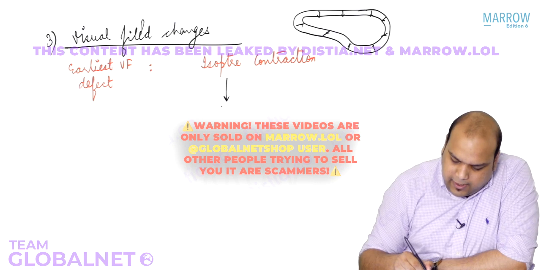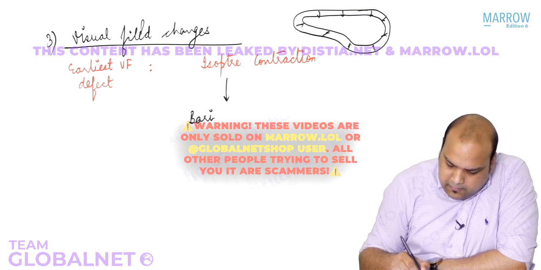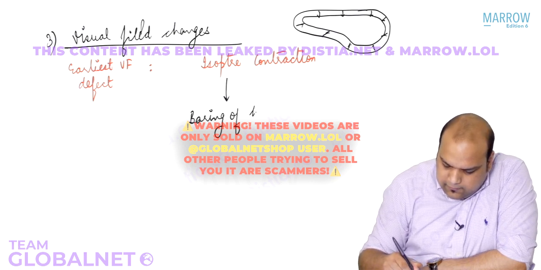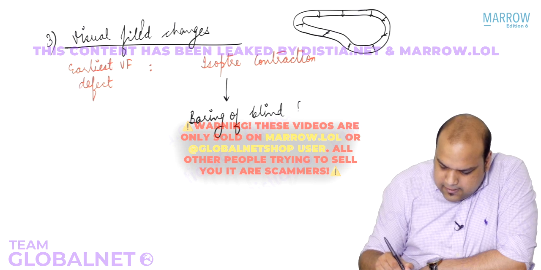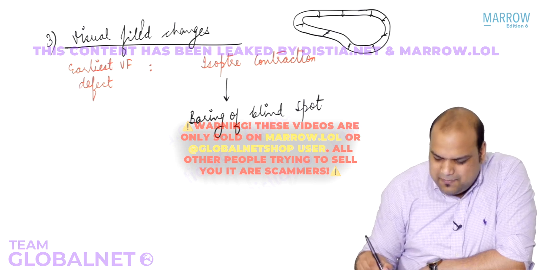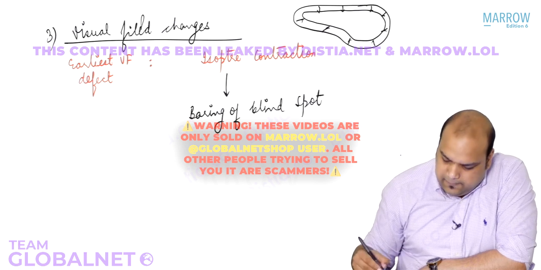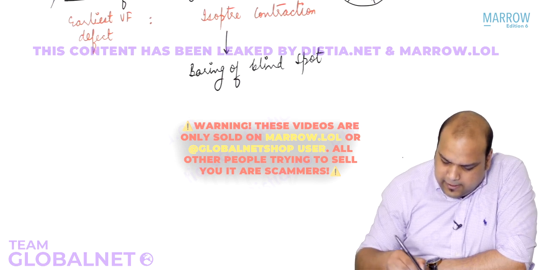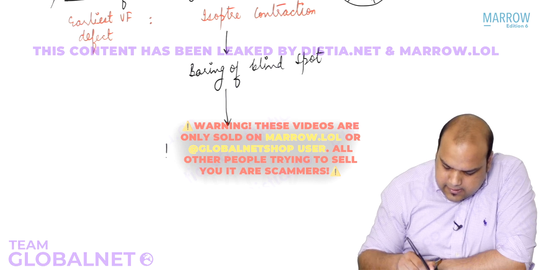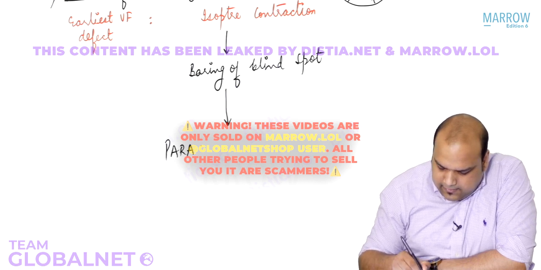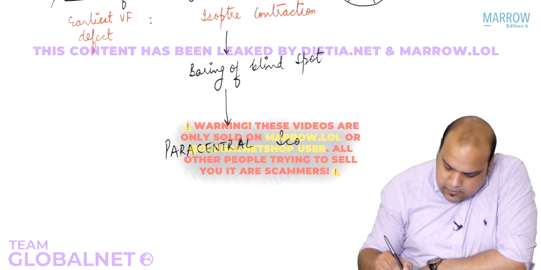After isopter contraction occurs, baring of blind spot. A non-specific visual field defect that does not hold any clinical significance at all. After baring of blind spot occurs, paracentral scotoma.